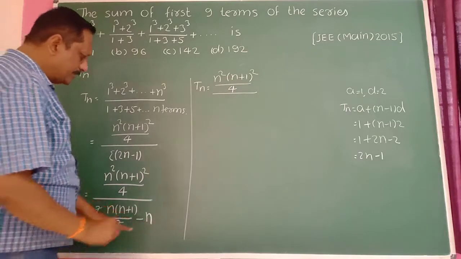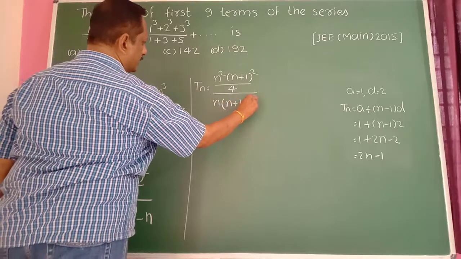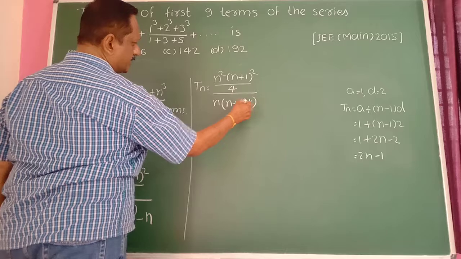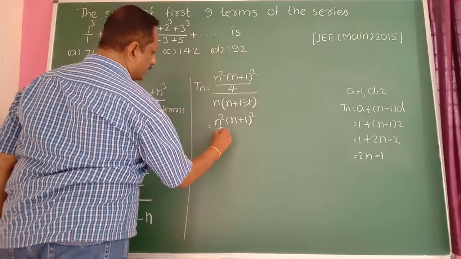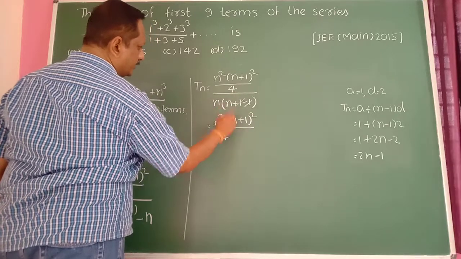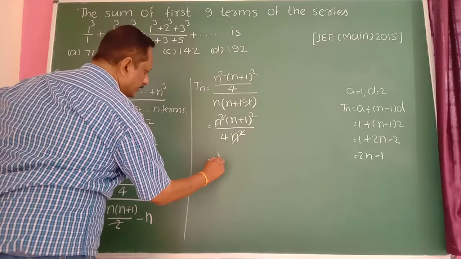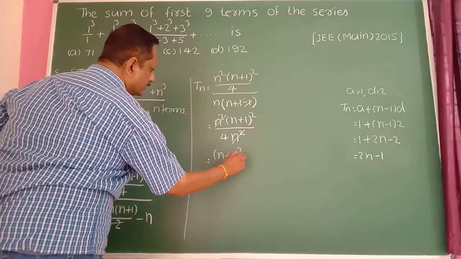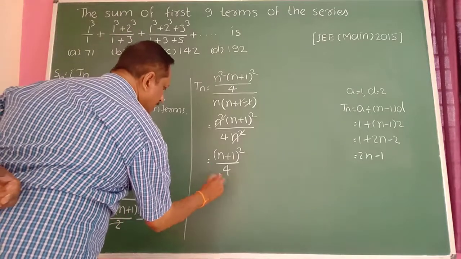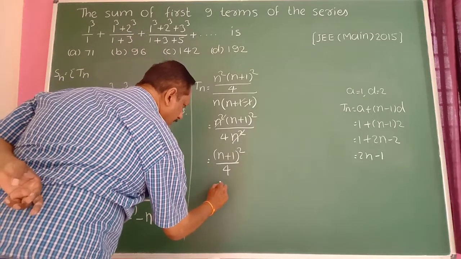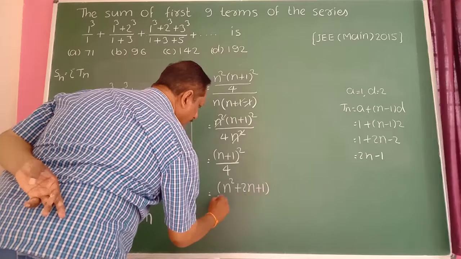Here n is the common factor. So n is common, so n plus 1 minus 1. So plus 1 and minus 1 get cancelled. So n square into n plus 1 whole square divided by, taking the 4 to the denominator, n into n becomes n square. So this n square and this n square cancel. So we get n plus 1 whole square divided by 4. Then n plus 1 whole square can be written as n square plus 2n plus 1, divided by 4.